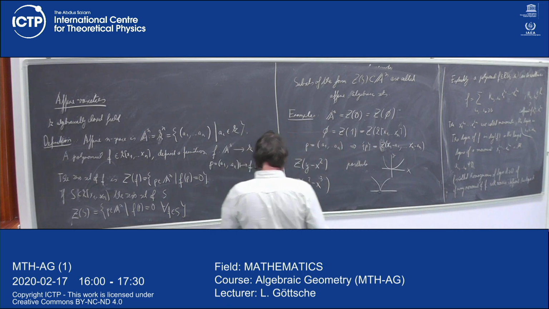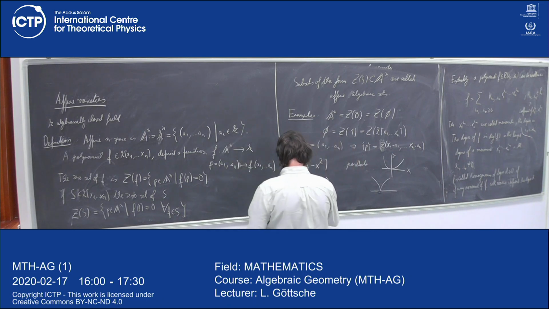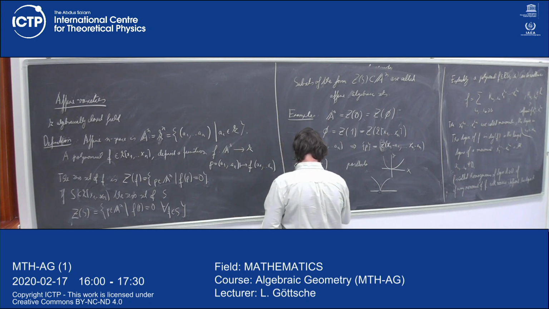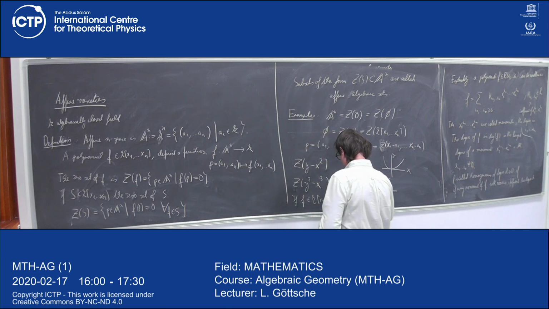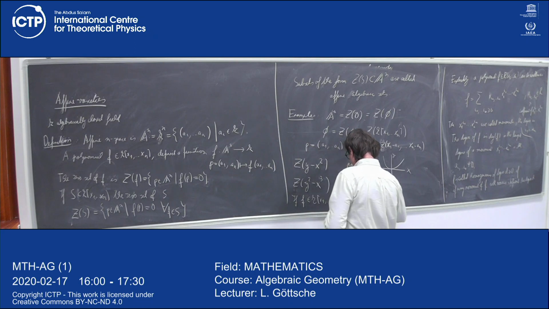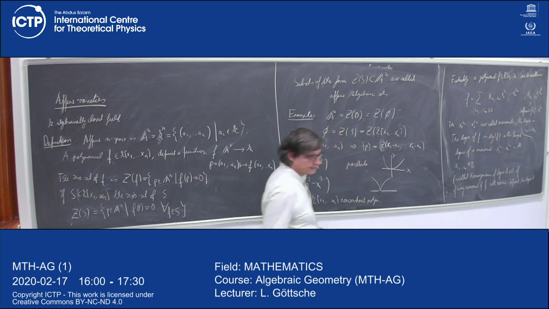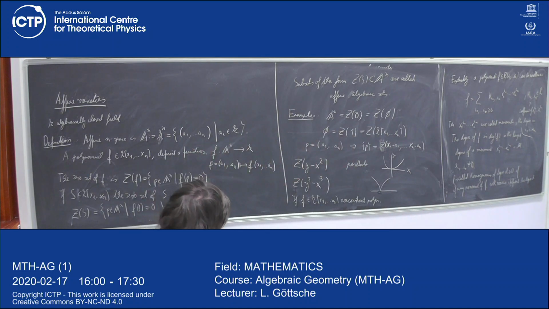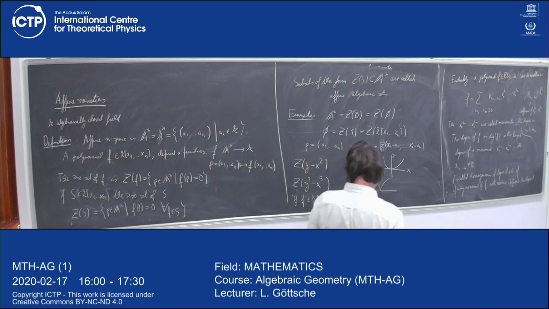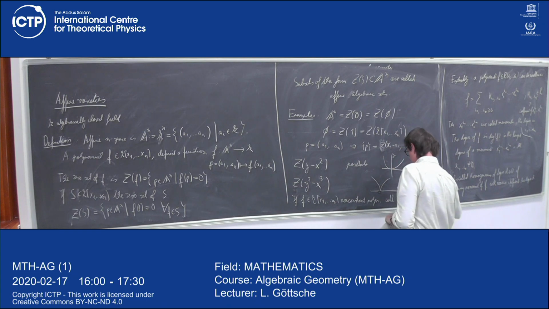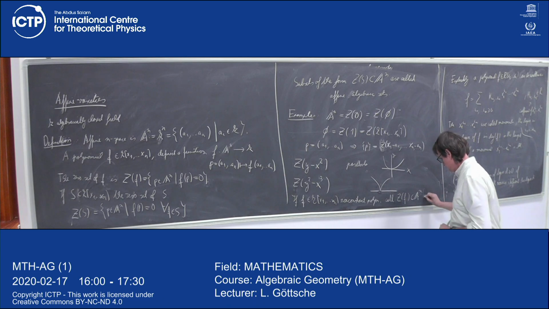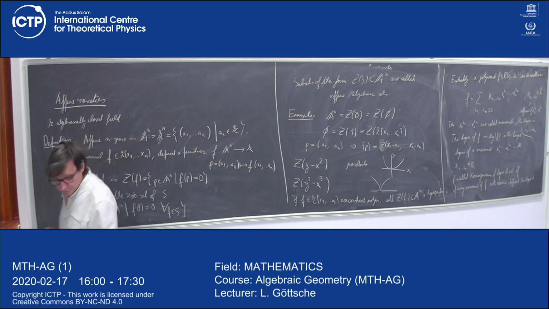So if f in k[x1, ..., xn] is a non-zero, non-constant polynomial, non-constant means it has some monomials with non-zero coefficients of positive degree, and then we call Z(f) in A^n a hypersurface. Okay, so this was just examples.